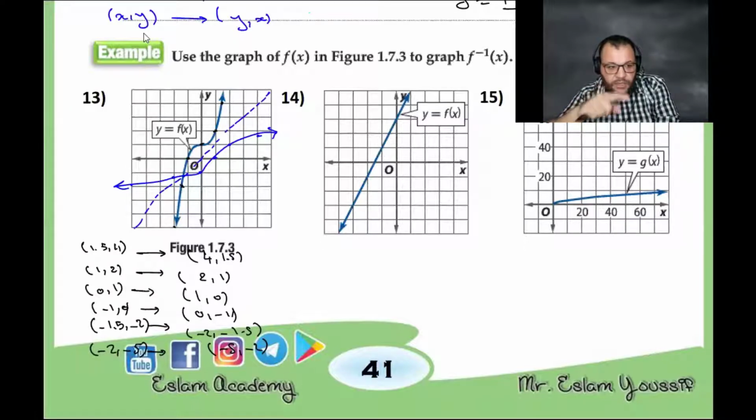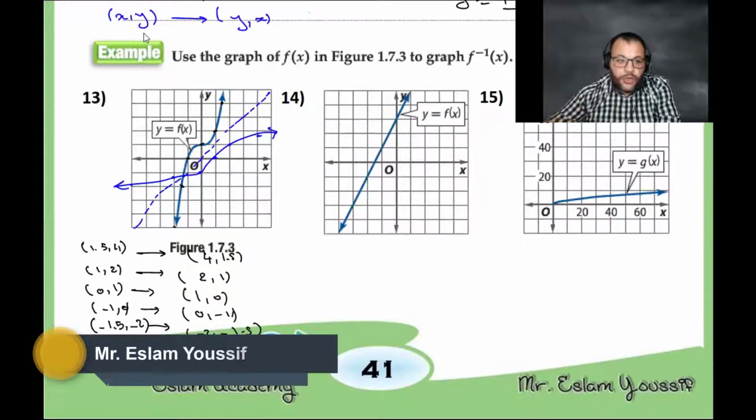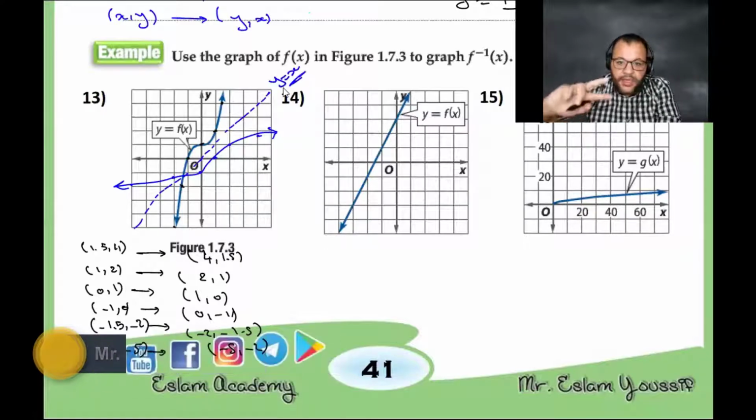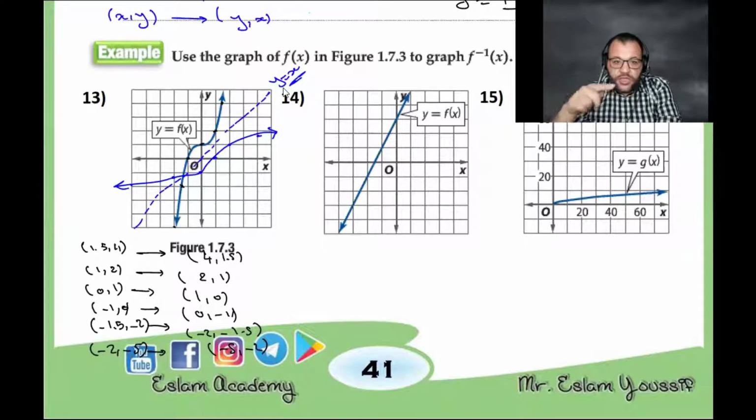So that is the inverse. To find the inverse, you will find that it makes a reflection on the line. This line would be the line of reflection. This line is y equals x, because you swap x instead of y and y instead of x. You will find each point has an image by reflection on this line. Any problem for number 13?